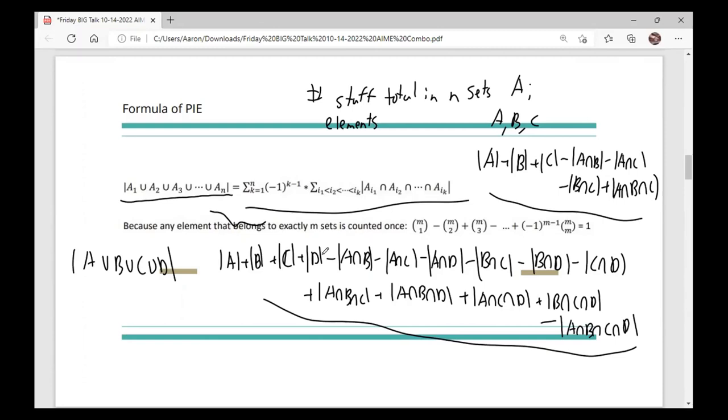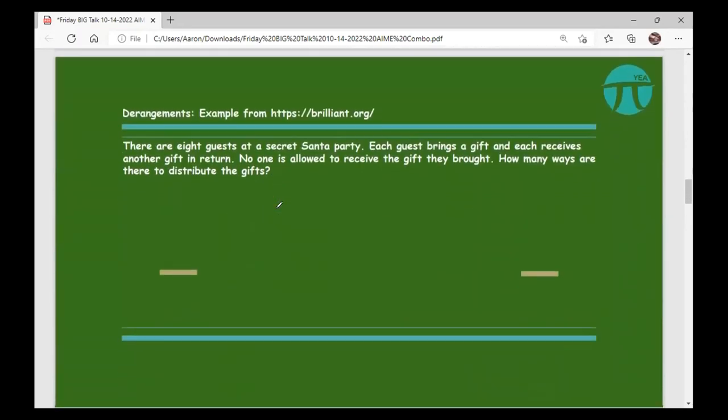So, yep. And so next we have another example. This involves PIE with some more variables. I'll give all of you a minute or so to try this on your own before I go over it.